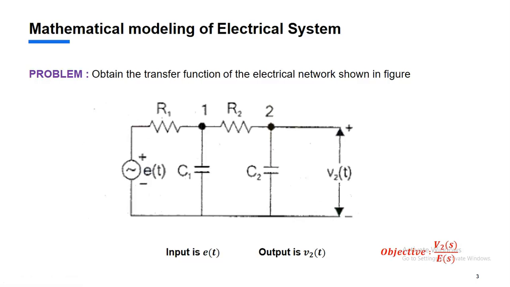And let's see the problem. Objective is to obtain the transfer function of the given electrical network. If you see here, the input is E of t, output is V2 of t. The objective is V2 of s, that is Laplace transform of output, divided by E of s. That is what we have to compute. Let's see how to do that.